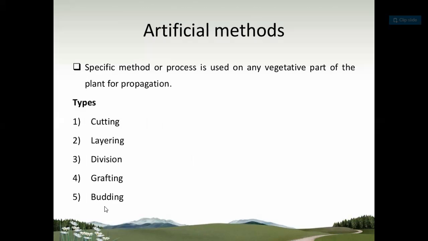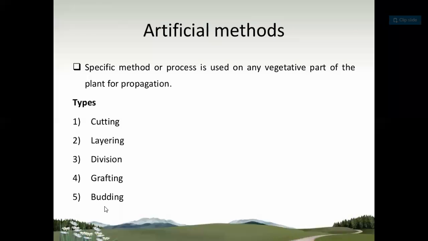When it comes to the next one, artificial methods, it is a specific method or process used on any vegetative part of the plant for propagation, right? For example, here five methods have been given in artificial method. The first one, cutting. As the name indicates, we are going to cut the medicinal plant and generate the new plant. Layering. Layers we have to make in the plant and generate. Division. The cells we have to separate and divide in different divisions, and then grafting techniques, which are very popular. You might have seen it in the case of rose or lemon, citrus species, right?